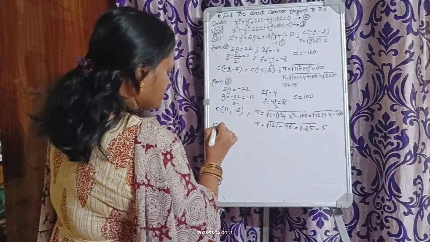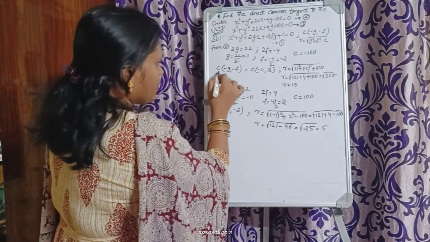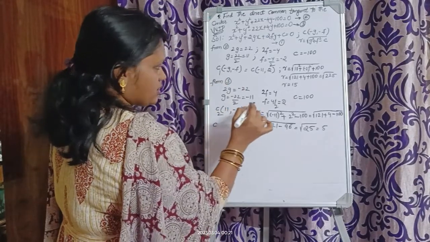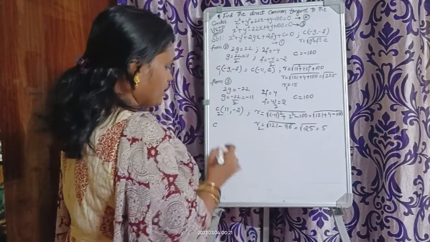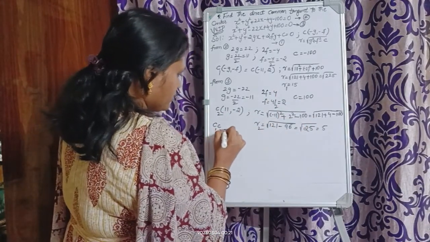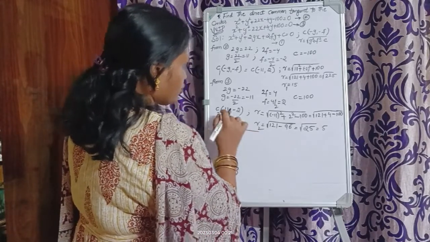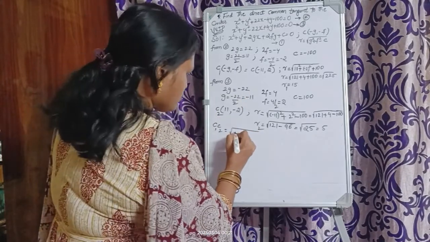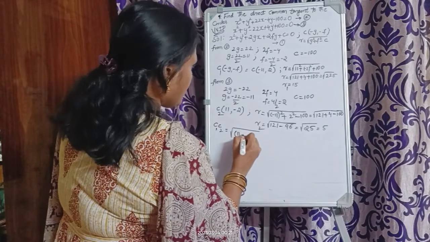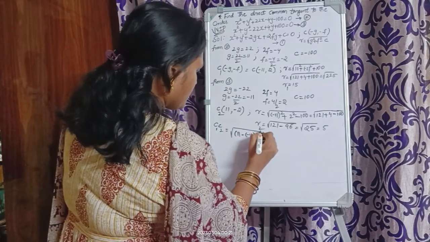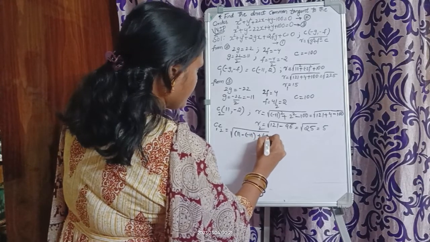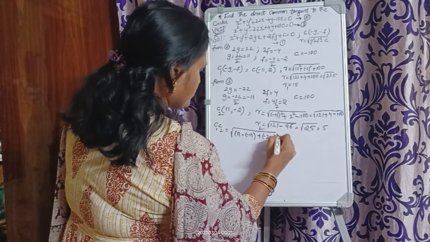Then I'll call this centre C1 and this one C2, and similarly R1 and R2. So C1C2 is equal to, if we consider 2 points, the square root of x2 minus x1 whole square plus y2 minus y1 whole square.